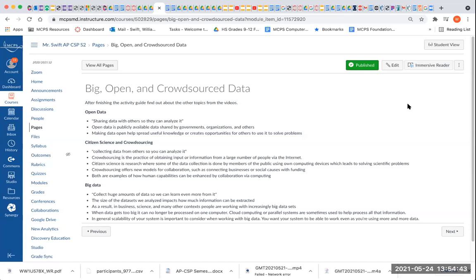Crowdsourcing is the practice of obtaining input or information from a large number of people via the internet. Citizen science is research where some of the data collection is done by members of the public using their own computing devices, which leads to solving scientific problems. Crowdsourcing offers new models for collaboration, connections between business and social causes. Both are examples of how human capabilities can be enhanced by collaboration via computing.